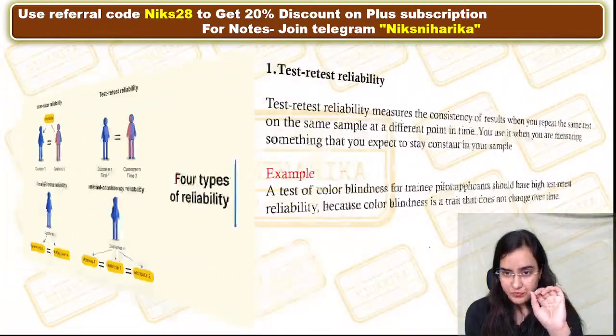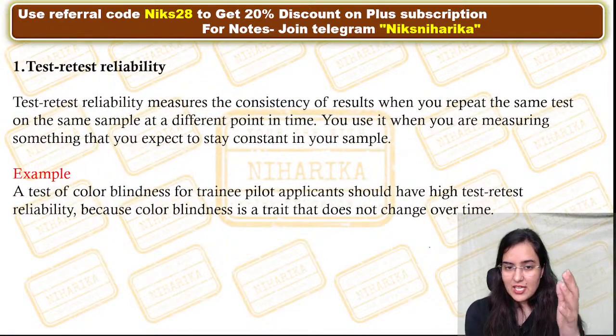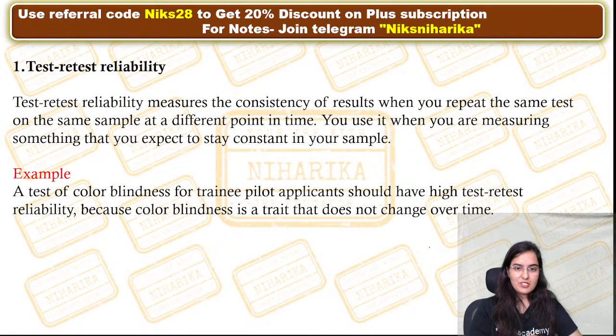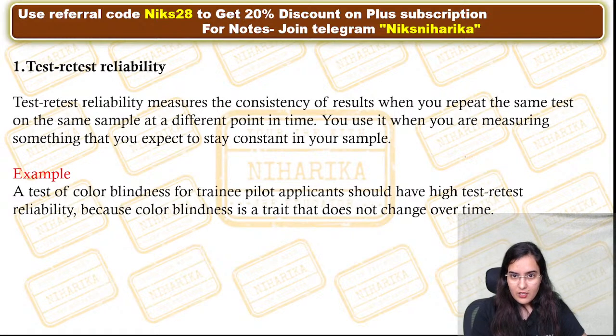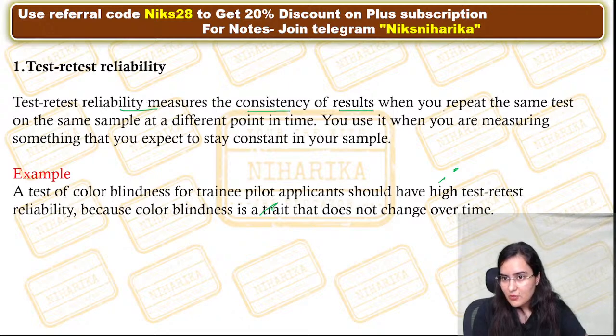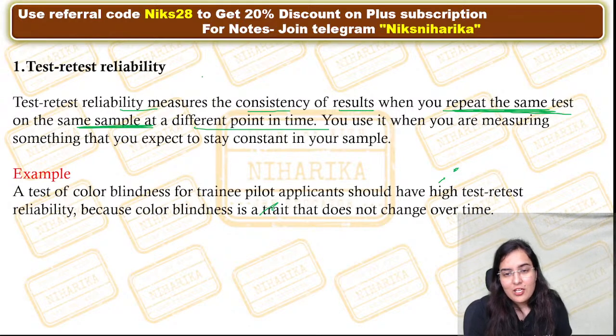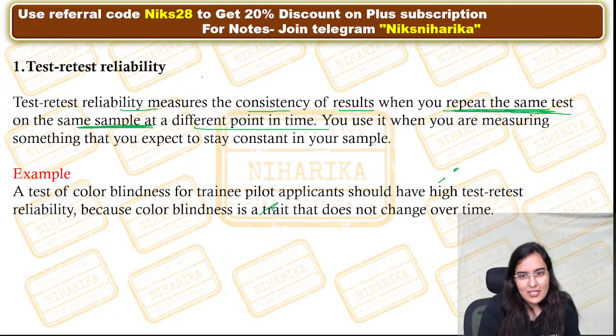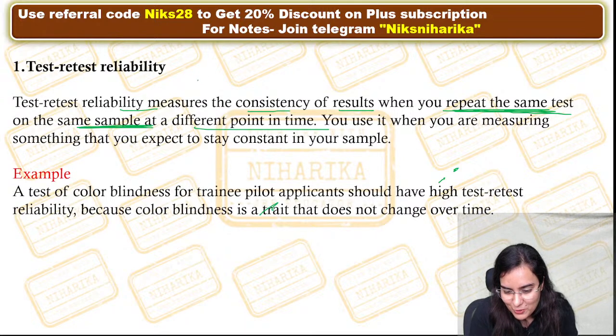So now you can see first is test retest. Now what is test retest? Look, test retest reliability measures the consistency of result when you repeat the same test on the same sample at a different point of time. Example, if you take one test like Gurjot, you had forgotten.